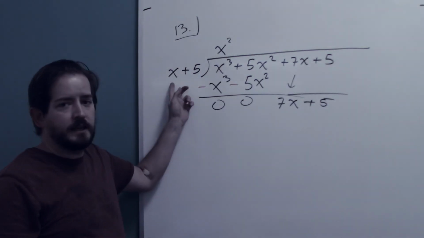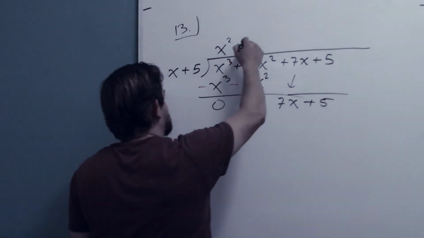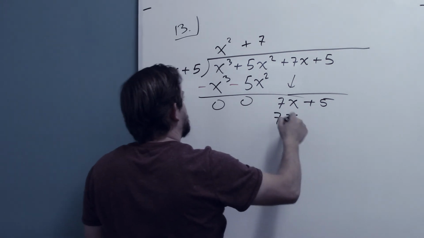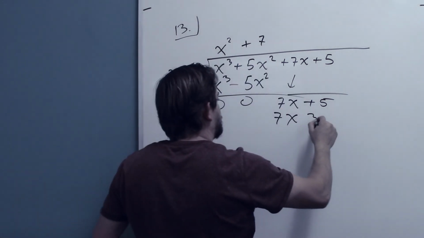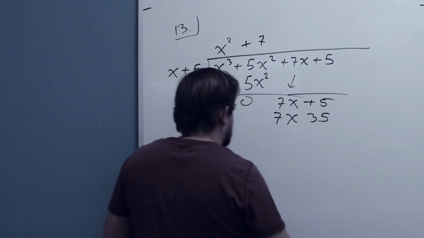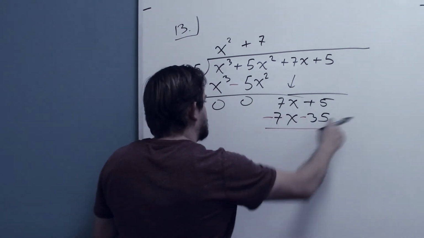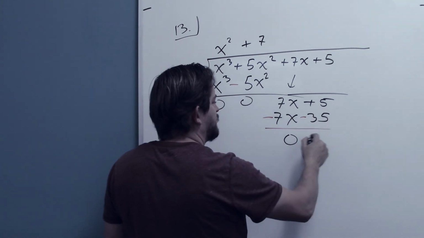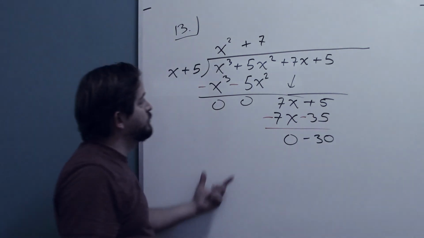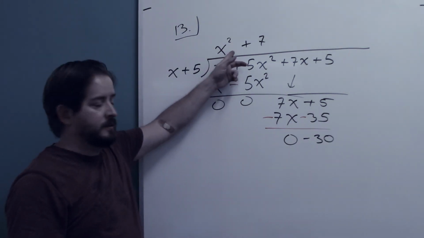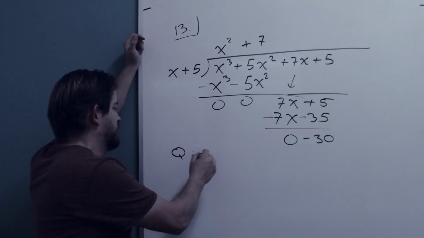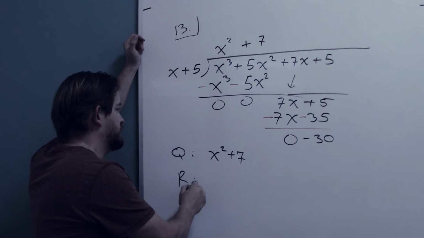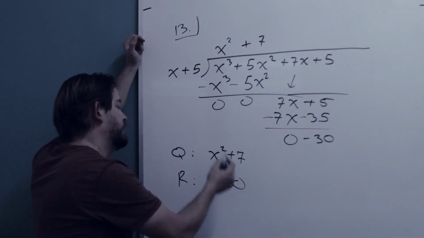7x divided by x is 7, so that's a plus 7. 7 times x is 7x. 7 times 5 is 35. Don't forget to change those signs, so minus, minus. 7x goes away, but I've got 5 and negative 35 is negative 30. So my quotient is x squared plus 7, while my remainder is just negative 30. And there we have it.